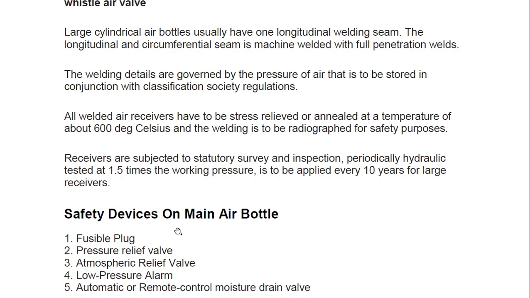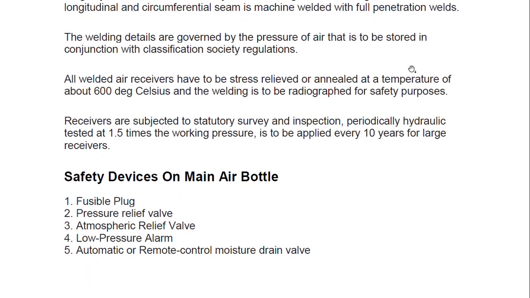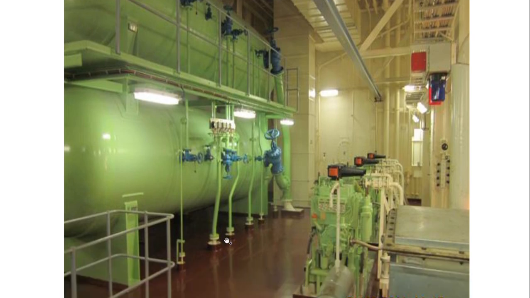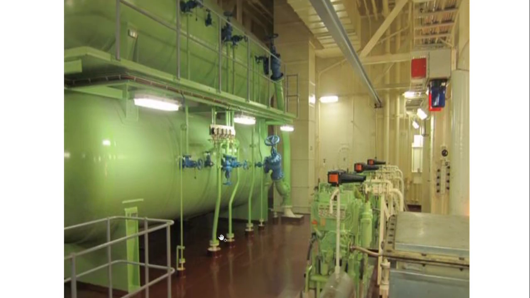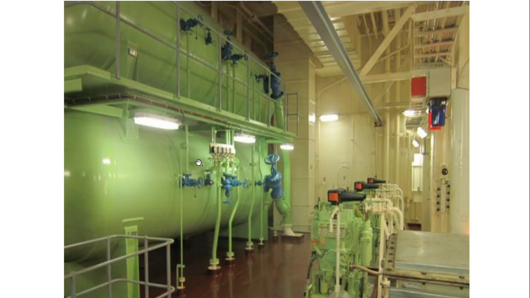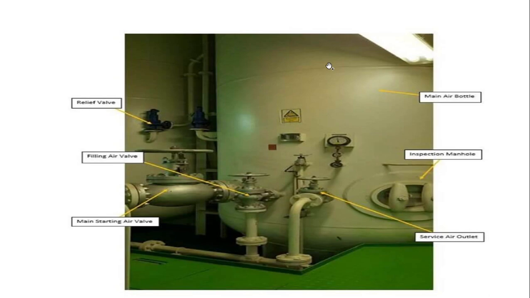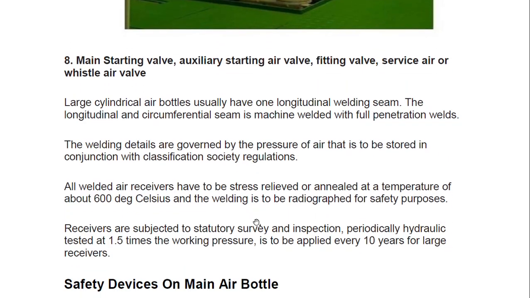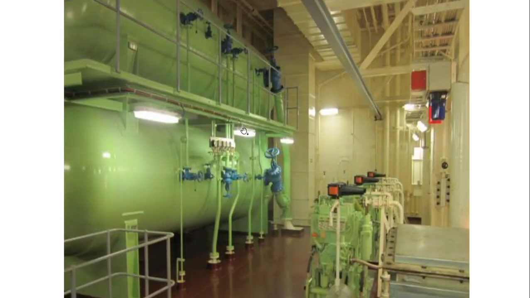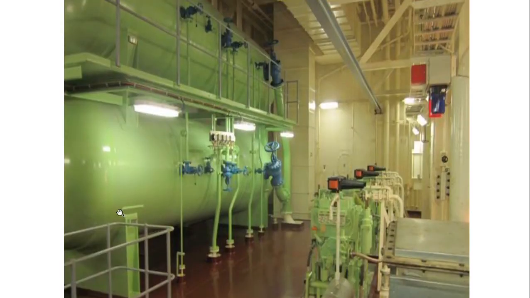Okay, so this is also a requirement about the pressure testing that we have already discussed. Safety devices on the air bottle include the fusible plug, pressure relief valve, atmospheric relief valve, low pressure alarm, automatic or remote control, and moisture drain valve. Okay, so you see here that was a vertical arrangement. In the image that you saw, it is in vertical position. This was also a SOLAS requirement that it can be in vertical or horizontal position. This is the diagram for another ship where you find the air bottle is horizontally placed.